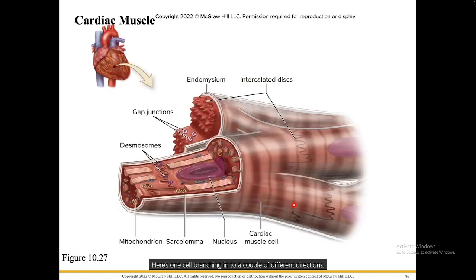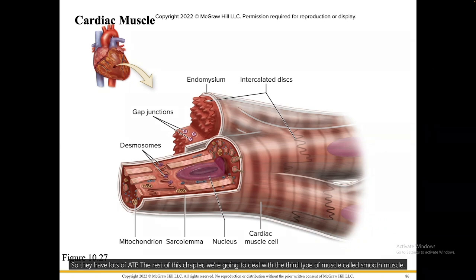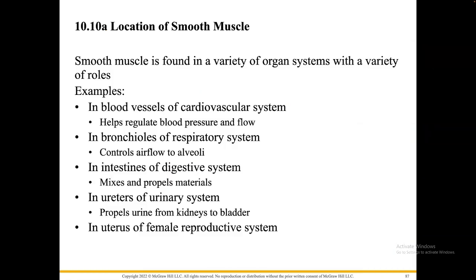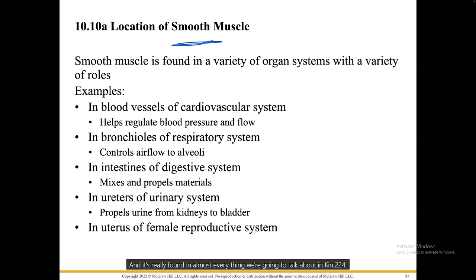Here's one cell branching in a couple of different directions. Here we can see some intercalated discs, so we have nice strong connections between them. If we look inside, we would still find the nucleus and mitochondria, so they have lots of ATP. The rest of this chapter, we're going to deal with the third type of muscle called smooth muscle. And it's really found in almost everything we're going to talk about in Kin 224.